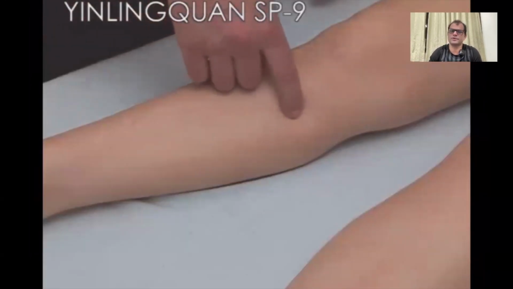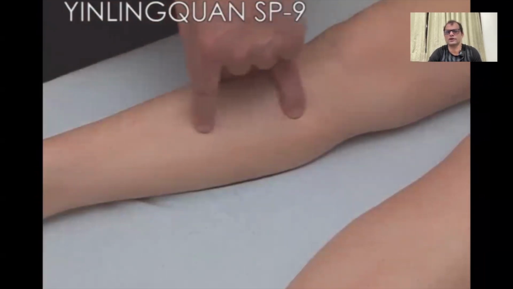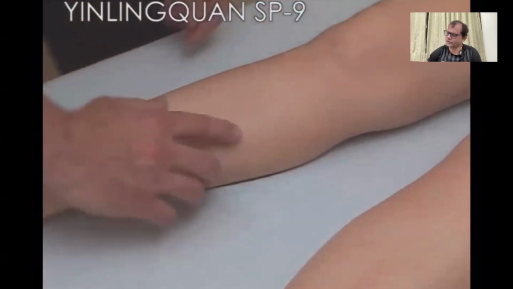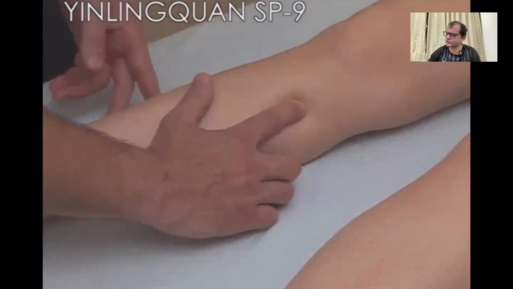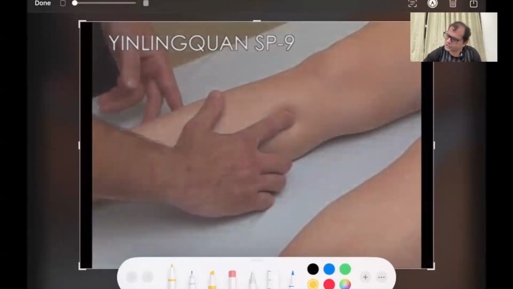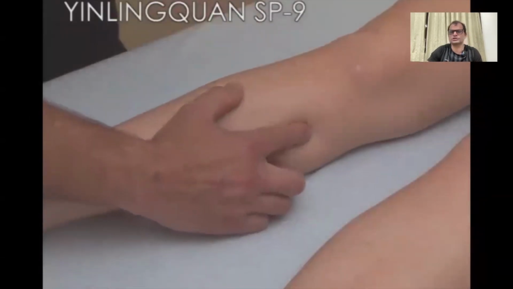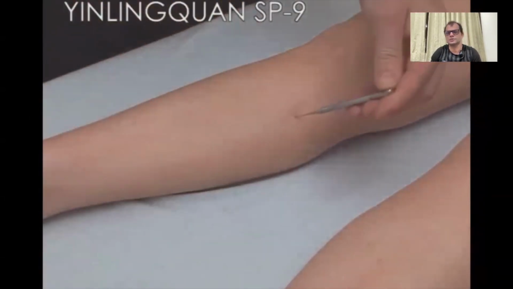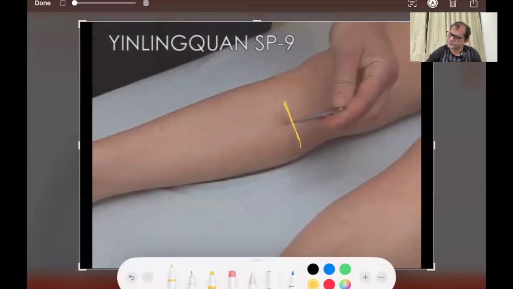From the spleen 9, if we go 1.5 tune down, that is the location of kidney gate. First we have to reach spleen 9. We can feel the spleen 9 here, where the two bones meet; this is the bony junction. So this is the location of spleen 9. From the spleen 9, if we go 1.5 tune down, that is the location of kidney gate.